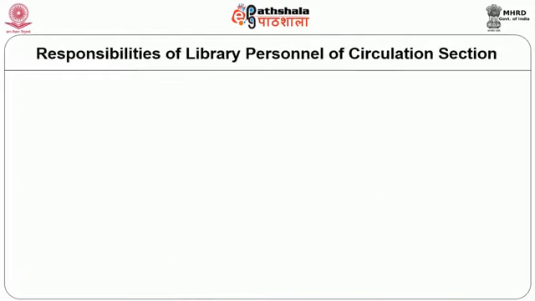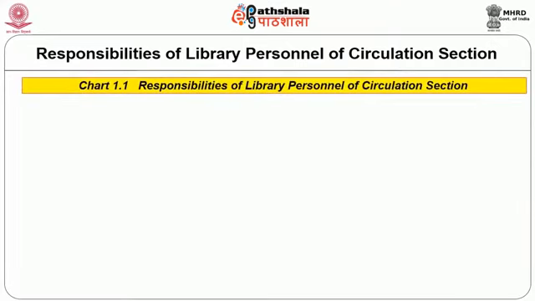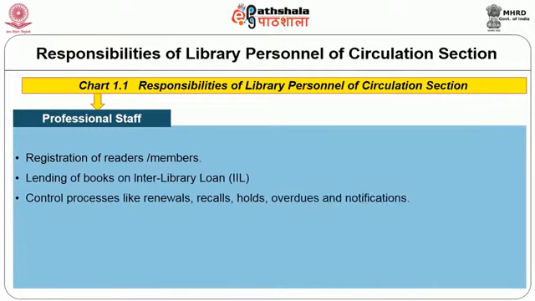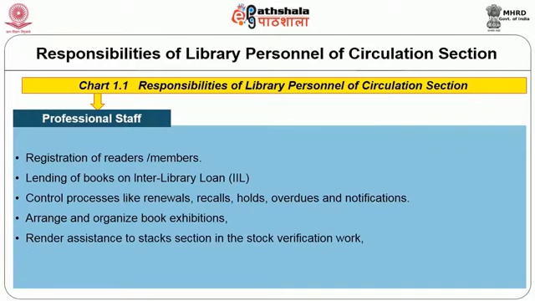Then the responsibilities of library personnel of the circulation section. The present chart is depicting the various responsibilities of professional, semi-professional and non-professional staff. The professional staff is charged with the duties of registration of readers, then lending of books, control processes like renewals, recall, hold, overdues and notifications, arrangement and organization of book exhibitions, then rendering assistance to stacks verification, and helping readers in finding required material for study.